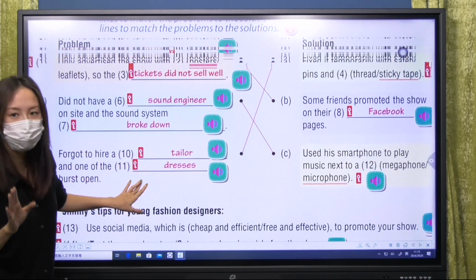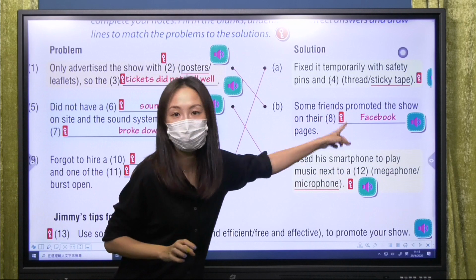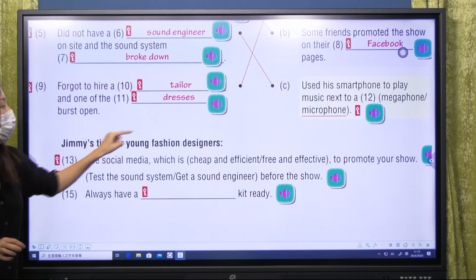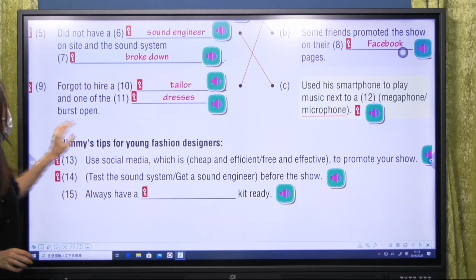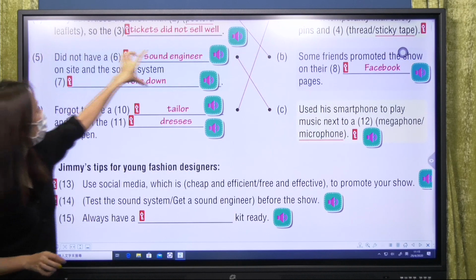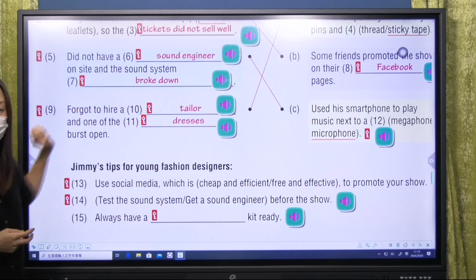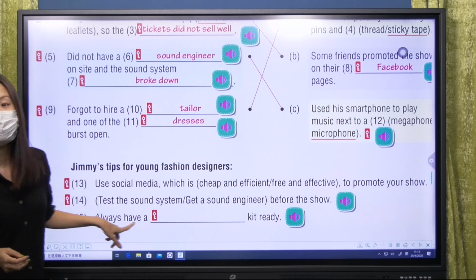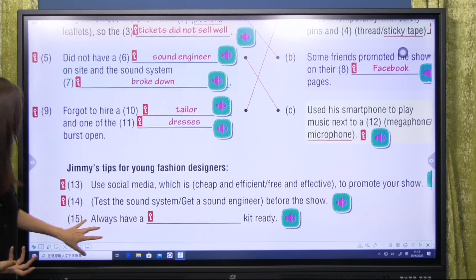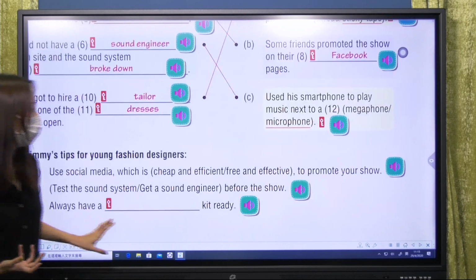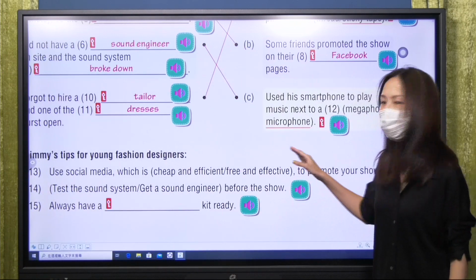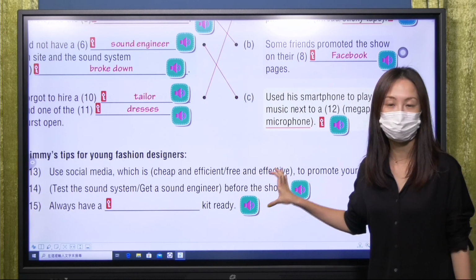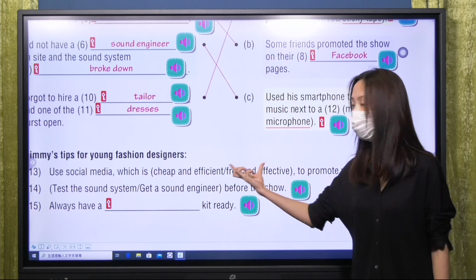he tells the answer of number 13 after number 8. So after talking about problem 1, Jimmy gives his tips. Okay, and after talking about problem number 5, which is problem number 2 actually, Jimmy also gave the tips here. And then the last one always have a what kit ready. Okay, so if you didn't read the questions, you have no sense of where this point should appear, right? If you read before the recording starts, you will know he's talking about this part.